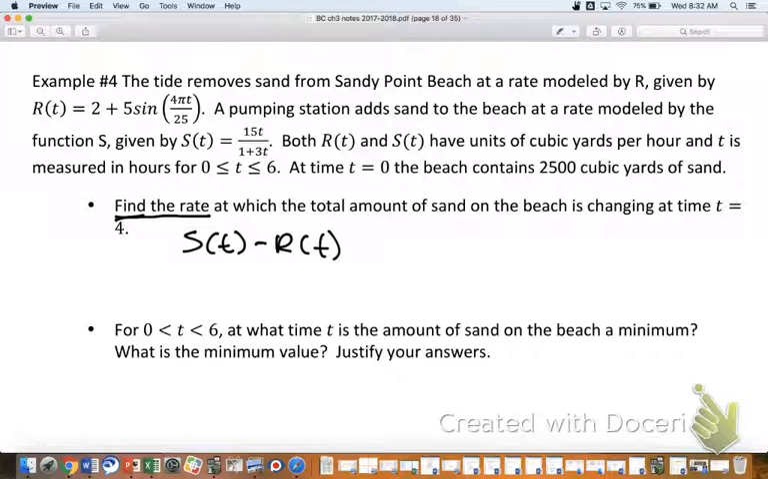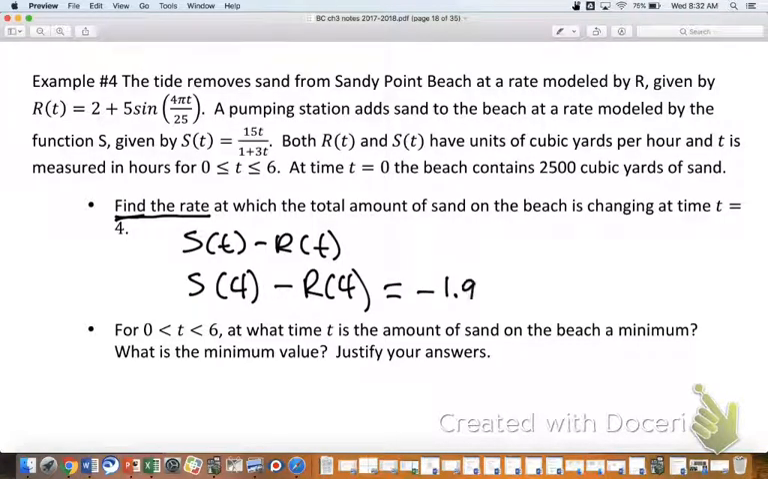I want to know what's going on at 4. So I'm going to use my calculator to find S of 4 minus R of 4. I hope that you'll just leave these equations in your calculator because tomorrow we'll use these equations again. So S of 4 minus R of 4. Anybody have a value for that?